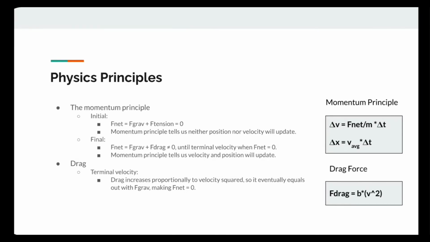For the force of drag, we'll be looking at this because we'll be looking at terminal velocity, which will tell us when the velocity will no longer be changing as the slinky falls, and drag increases proportionally to velocity squared, so it ends up equaling out with F grav at some point, making F net equals 0. We'll get this drag force by taking physical constants to get the constant value b, and we will multiply this by velocity squared to get our force of drag.